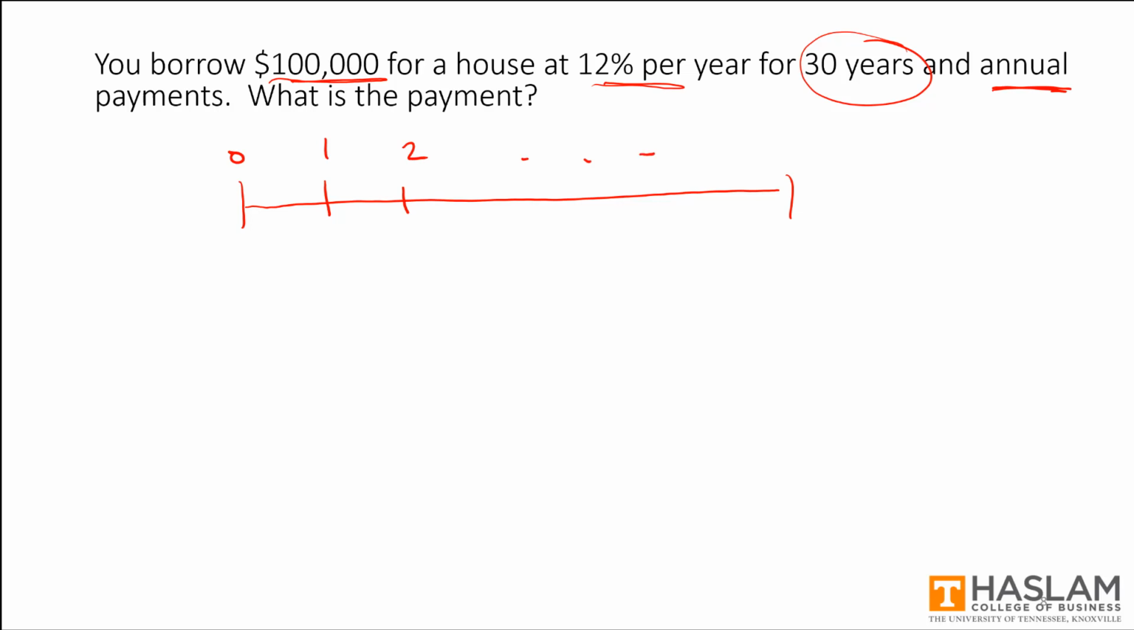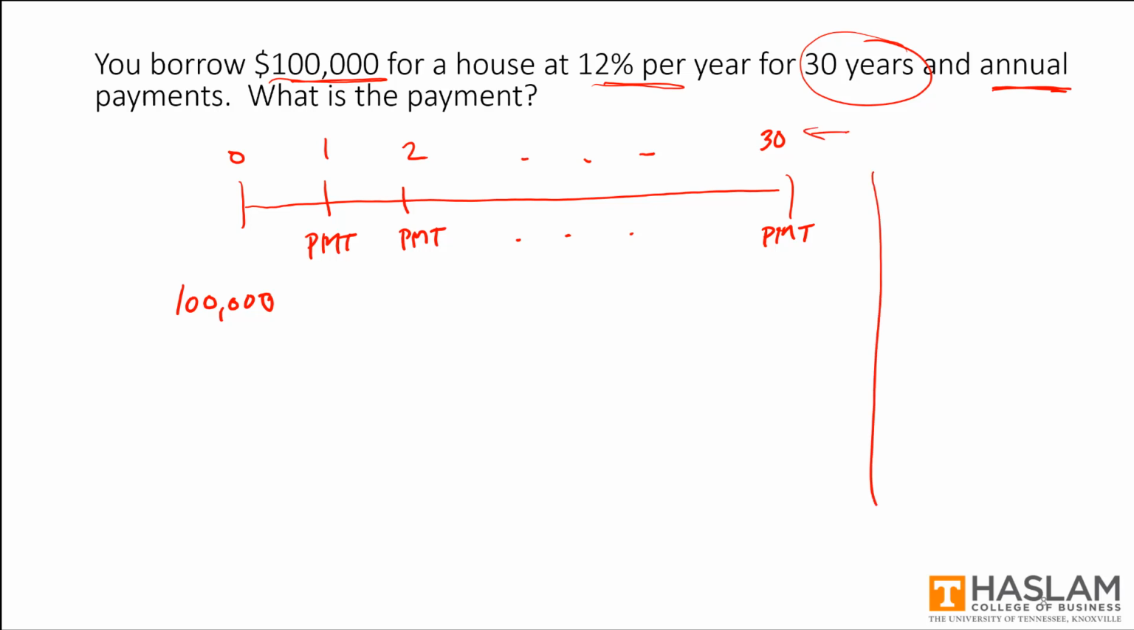And so the timeline itself needs to have 30 ticks. And so what's it going to look like? Well, on the front end, you're going to receive $100,000 from the bank, and you're going to use that to purchase your house. And then each year thereafter, you're going to make a payment to the bank until the debt is settled, and that happens after year 30.